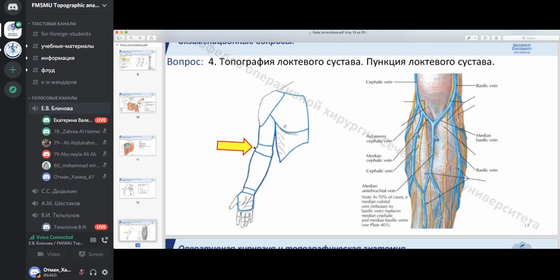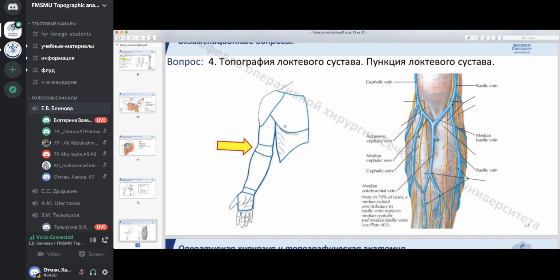Elbow joint is divided into the anterior region of the elbow joint and posterior region of the elbow joint. Anterior region of the elbow joint is called the elbow fossa. There are skin, subcutaneous tissue. Subcutaneous tissue has the veins, cephalic vein and basilic vein, and its anastomosis. It may be medial basilic vein, it may be medial cephalic vein, it may be a median cubital vein. It depends on the anatomical particularity of the adult. And this vein you can use for the intravenous injection.